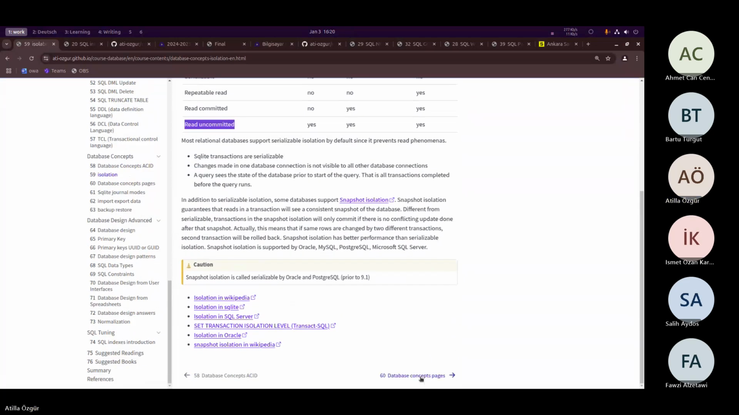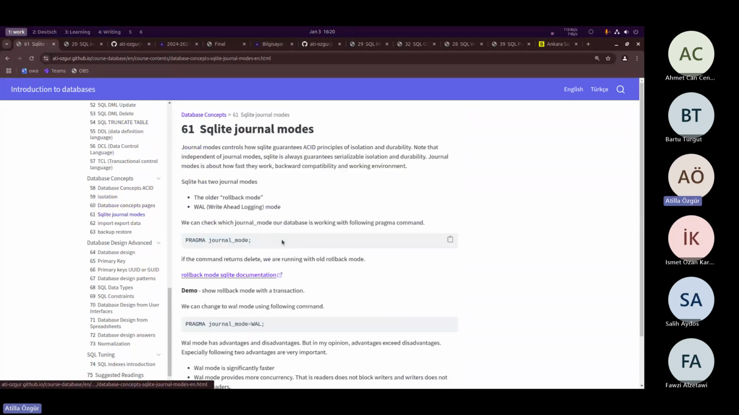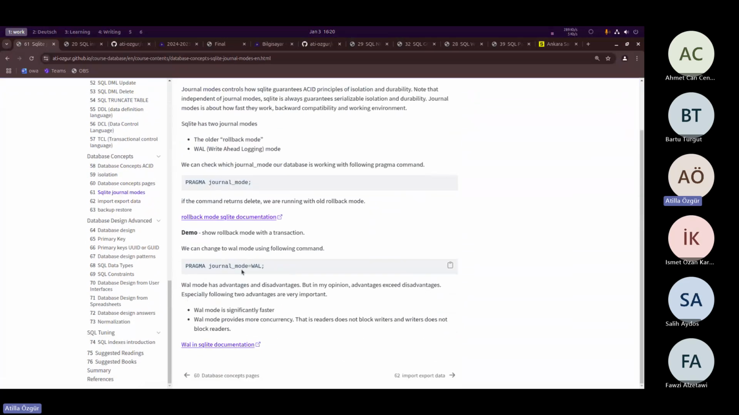And we have talked about the database concept of pages. Everything in the database is in pages. It is important since it may make your database work faster. We have talked about SQLite journal modes and shown the differences. For our purposes, it should work with the journal mode WAL since it is faster.